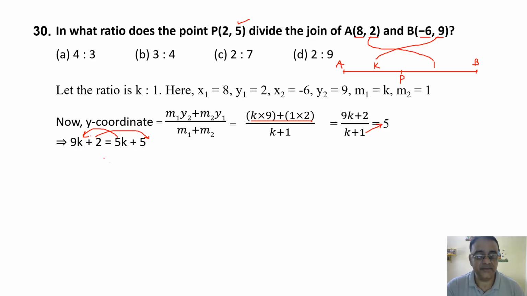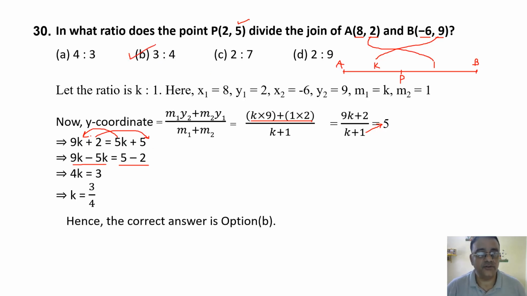So we'll get 9k minus 5k is equals to 5 minus 2. That is 4k is equals to 3. So k is equals to 3 by 4. And the correct option is option B. Option B, right. Now we are moving toward question number 31.